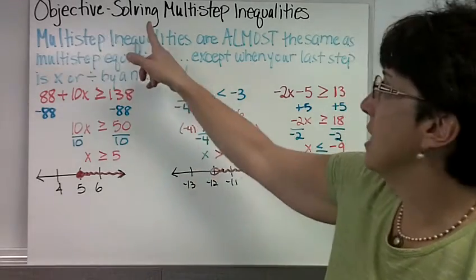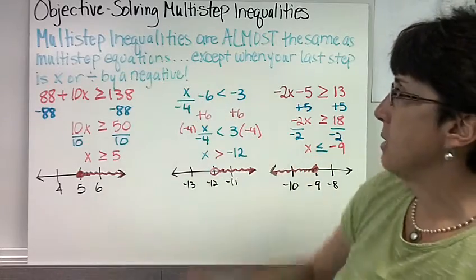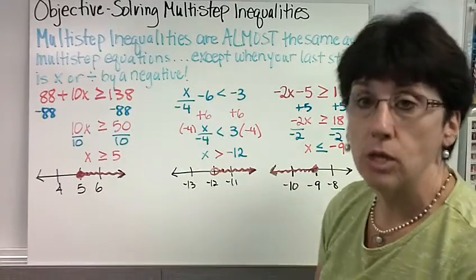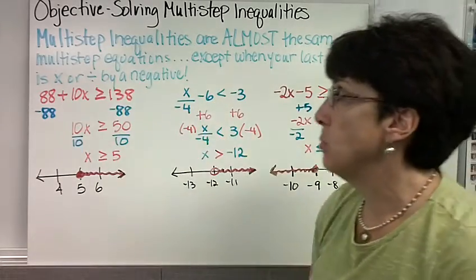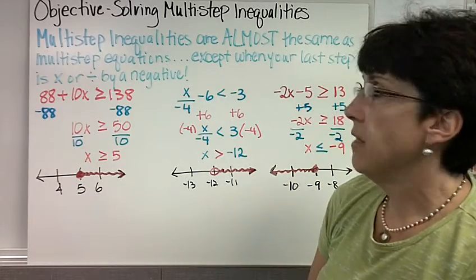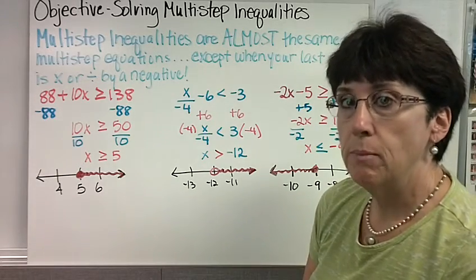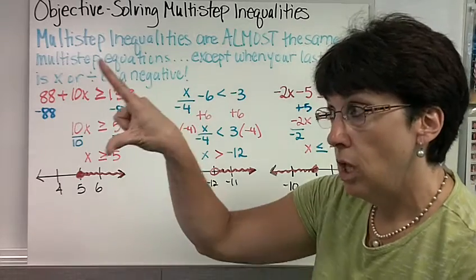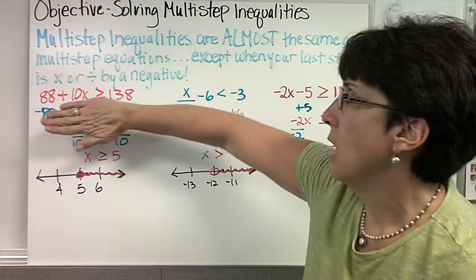Today's objective is solving multi-step inequalities. Multi-step inequalities are almost the same as multi-step equations, except when your last step is multiplying or dividing by a negative. Because remember, when we were solving the inequalities using multiplication or division, if you multiply or divide by a negative number, you have to change the direction of the inequality symbol to keep the statement true. Okay, so here we go.